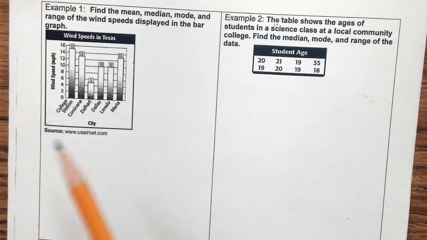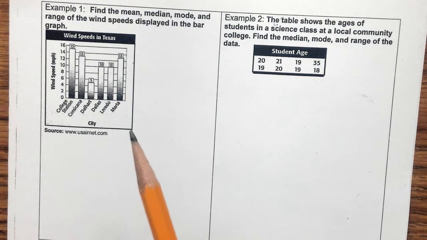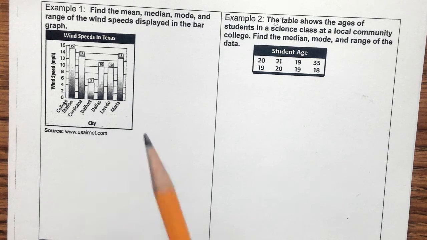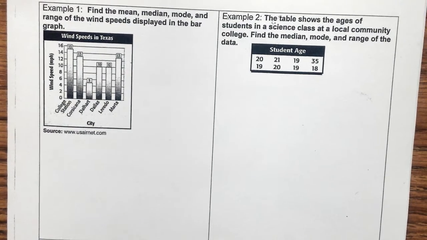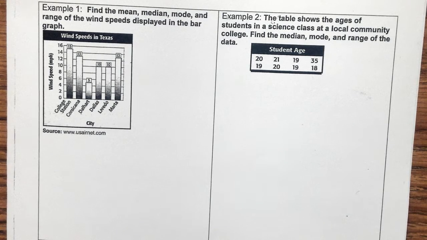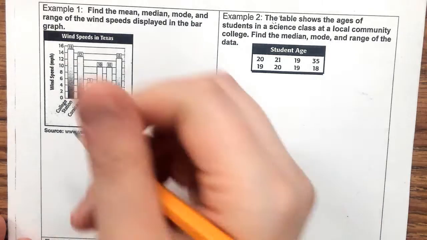So we have some different cities here: College Station, Corsicana, looks like Dalhart, Dallas, Laredo, and Marta. With these cities, here are the wind speeds of those cities on a certain day. And we're just going to find the mean, the median, the mode, and the range. So to find the mean, we're going to add up all the numbers, and we're going to divide by how many we have. So let's go ahead and do that right here.